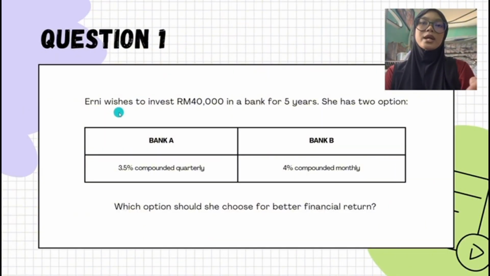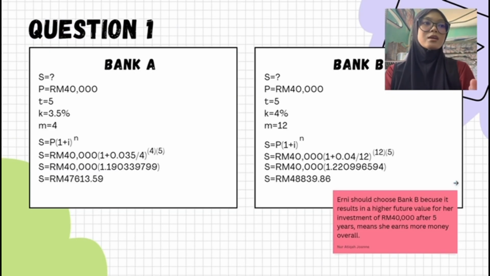So for question 1, Annie wishes to invest 40,000 ringgit in a bank for 5 years. She has two options, which is Bank A, 3.5% compounded quarterly, and Bank B, 4% compounded monthly. Which option should she choose for a better financial return? So we should find the amount after 5 years to know the difference. In that case, we can solve them by using this formula, which is S equals P multiplied by (1 plus i) power of n.